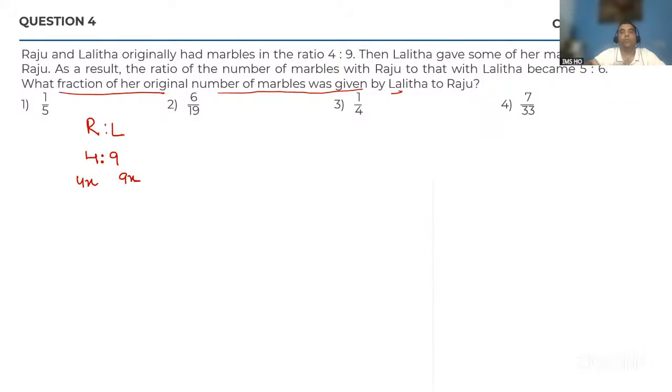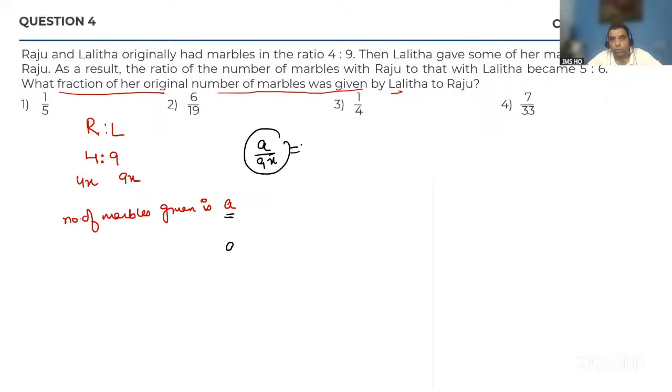Now, some of the marbles from Lalita were given to Raju. Let's say the number of marbles given is A. Let's look at what exactly we are supposed to calculate: what fraction of her original number of marbles was given by Lalita to Raju? So Lalita has given A out of 9x. The moment I say what fraction is given, I am supposed to calculate A upon 9x. I'm not supposed to calculate their individual values, but just A upon 9x.